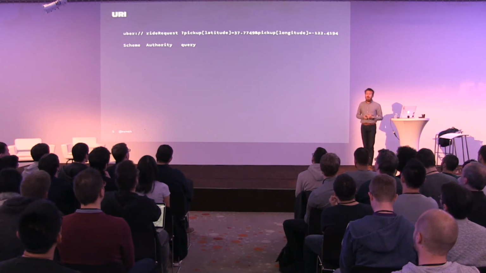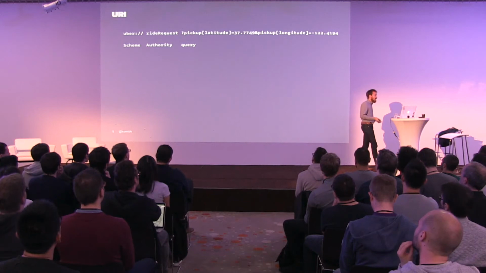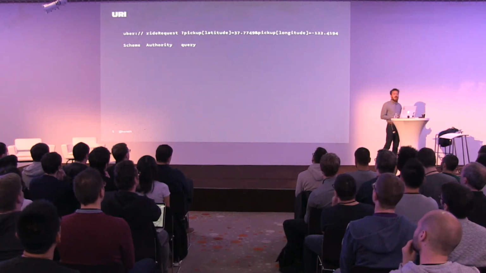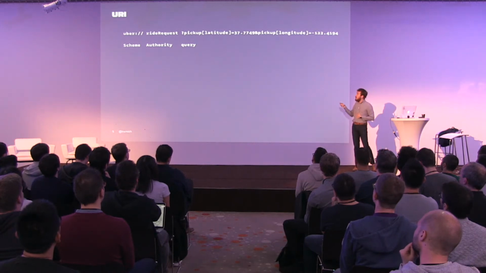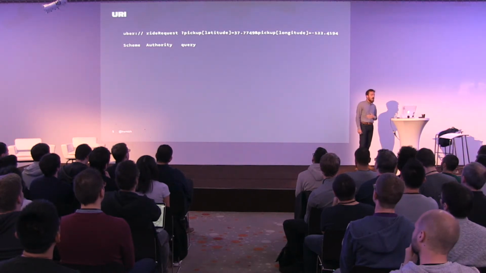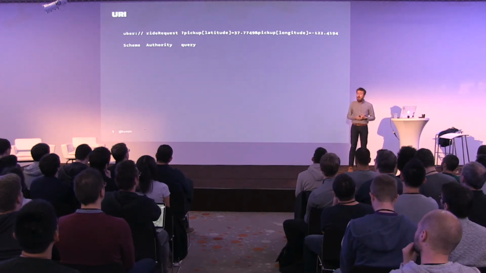Now, this URI is really just a standard web URI. It's made of a series of parts that communicate the intent of the user. The scheme here indicates a specific scheme that the app is registered to handle. In this case, Uber is handling the Uber scheme. And our authority here is the explicit action that we are using.